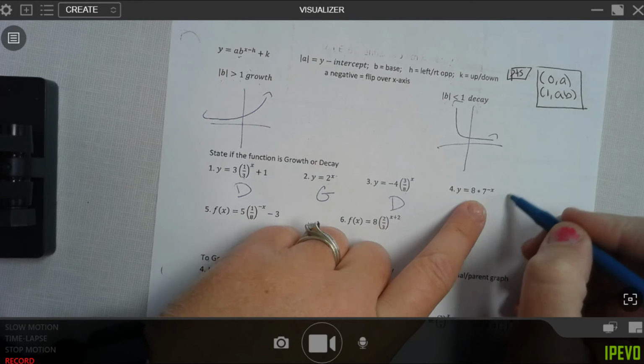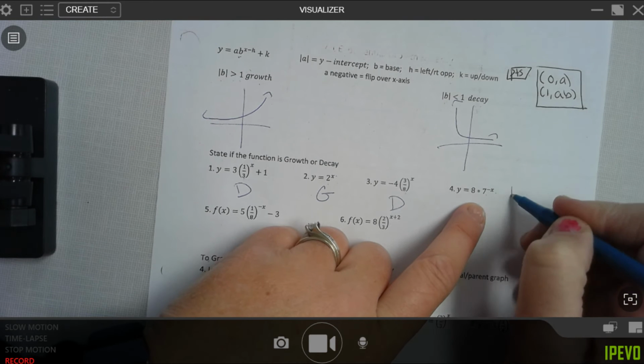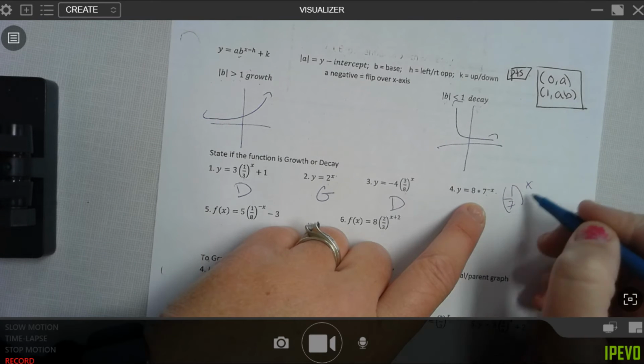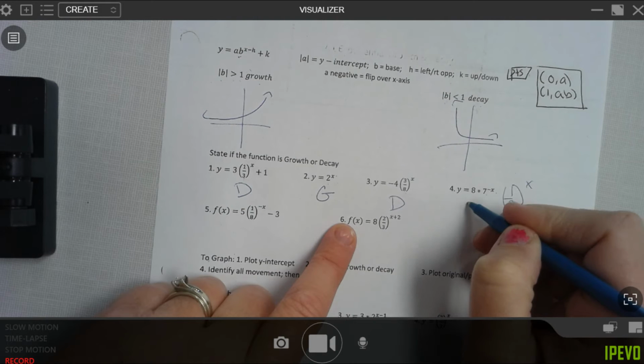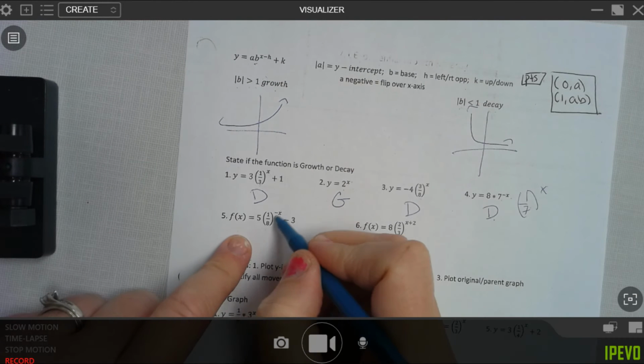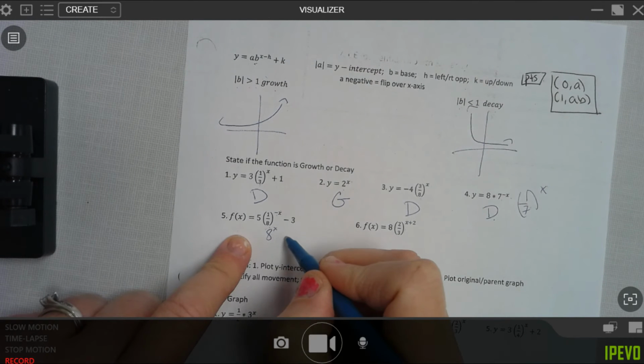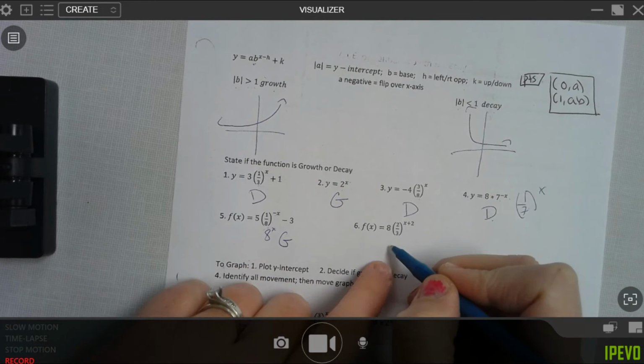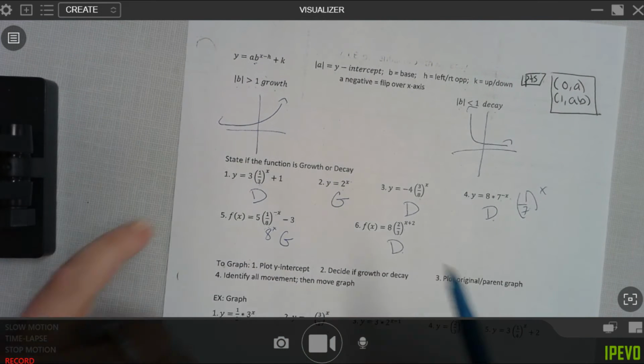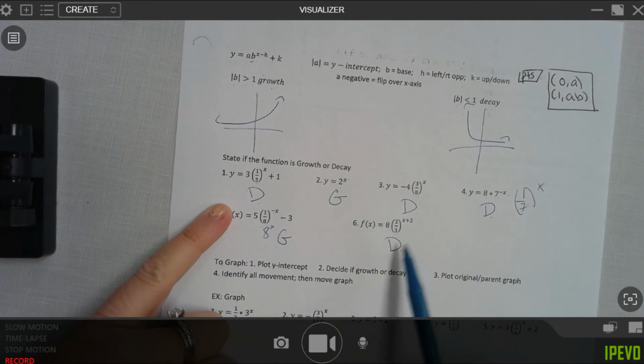Now remember this one last year, tricky, 7 to a negative x was 1 over 7 to the x. So that's really a decay. This again would flip it, so that'd be 8 to the x, so we call this a growth. And then 2/3 is a decay. So first thing you always got to determine is if you have a growth or decay when we're graphing.